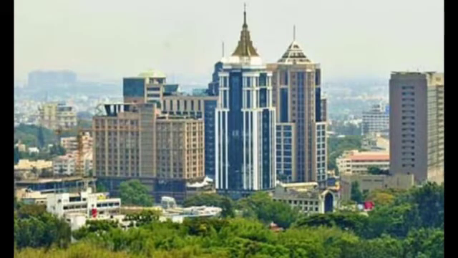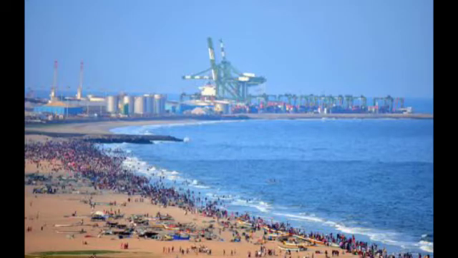Chennai and Bengaluru are located on the same latitude, but Bengaluru is cooler than Chennai because it is about 3100 feet above the sea level. So Chennai is at sea level.